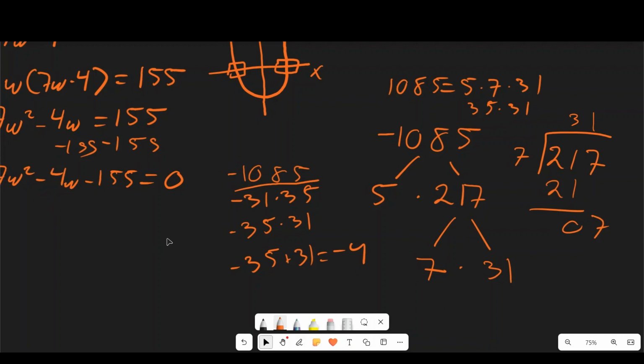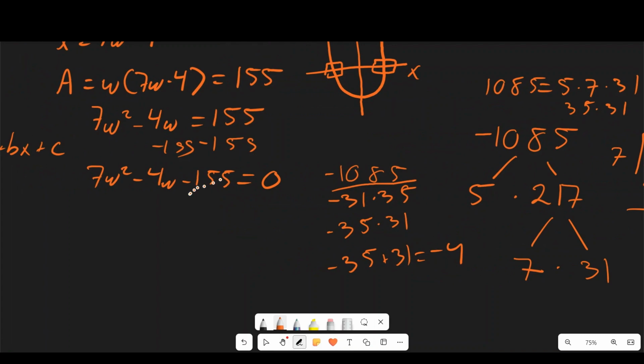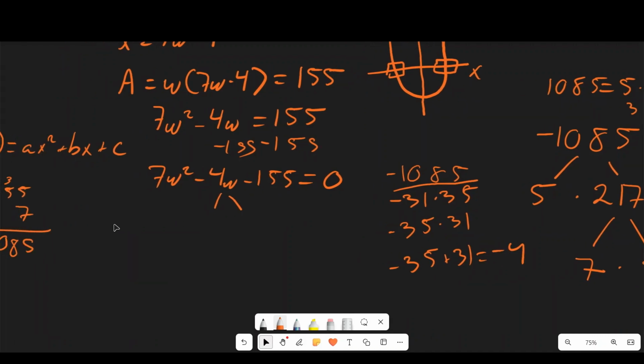So we know that we can split this b term into minus 35 and plus 31, because these two numbers, when multiplied together, equal negative 1085, and when we add them together, they equal minus 4, right? So now we can continue factoring this equation. So let's add in our extra terms that we were able to figure out.